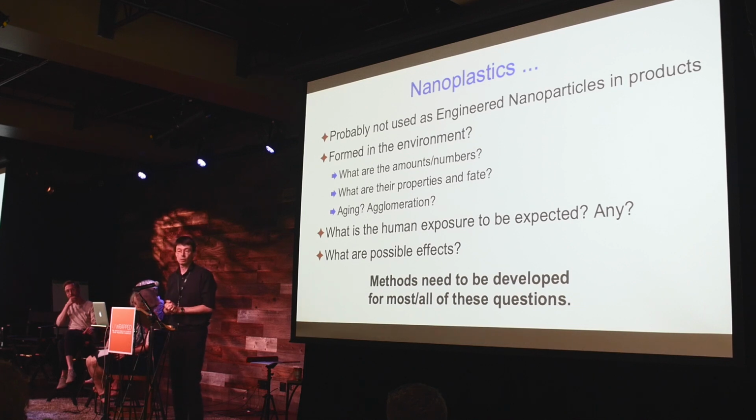Then the questions, of course, are many. What are the rates of this process? How many of these particles are generated? What are their properties and fate? How do they age and change over time? And again, what's the human exposure? Is there any? What's the pathway? Seafood? How many of these particles may we take up? And then also, what are the possible effects?